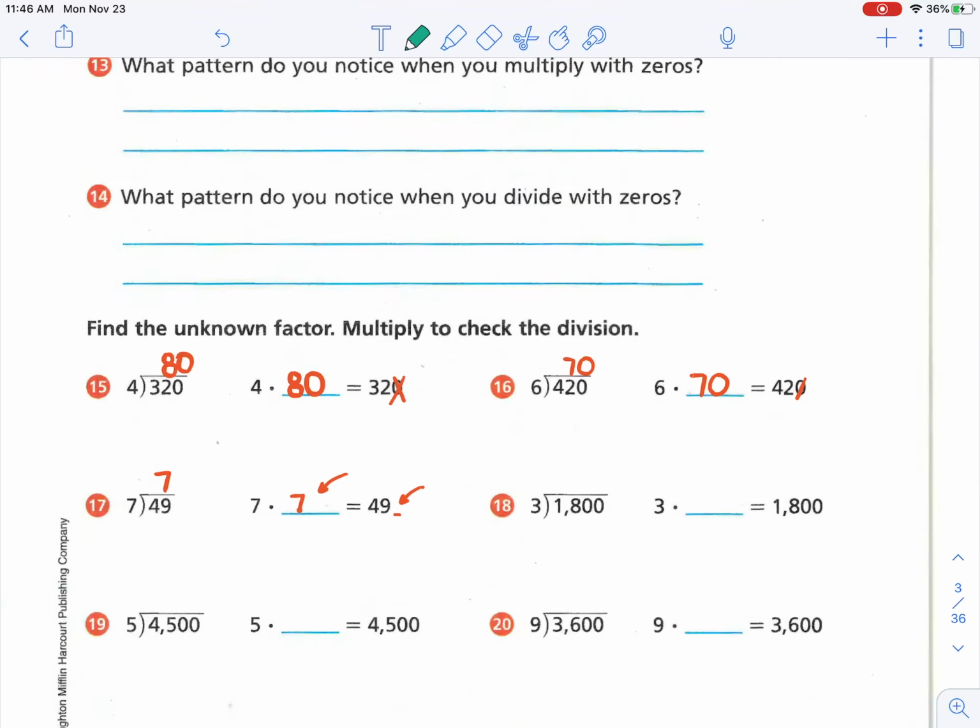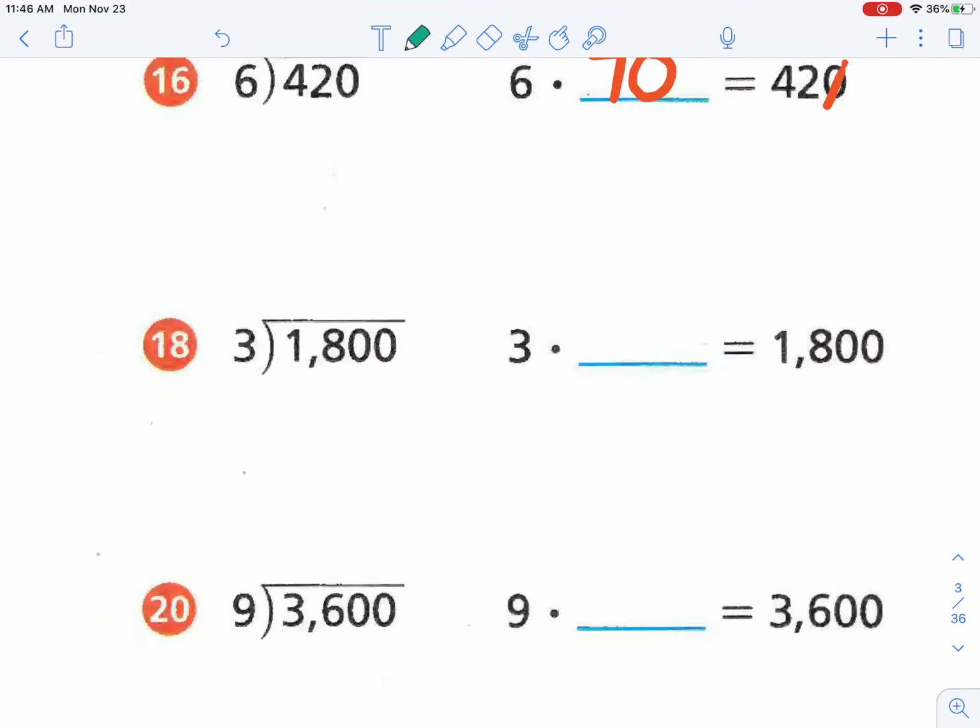Now that you've given 18, 19, and 20 a try, let's see how you did. The first question says 1,800 divided by 3. I'm going to take away my zeros. 3 times what is 18? Well, I know that 3 times 6 is 18. I took away 2 zeros, so I'm adding in my 2 zeros.